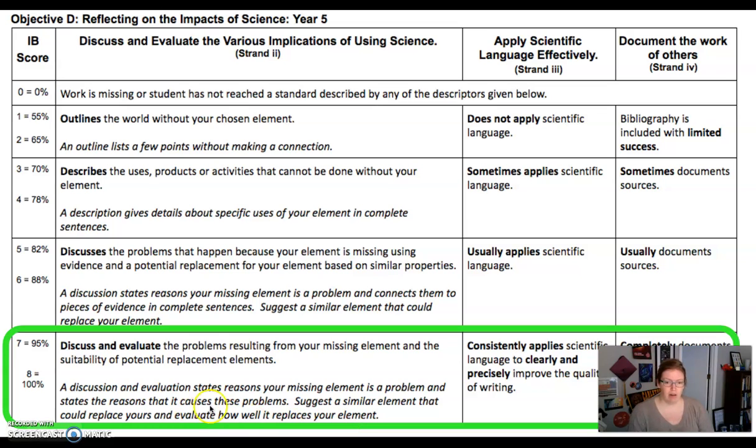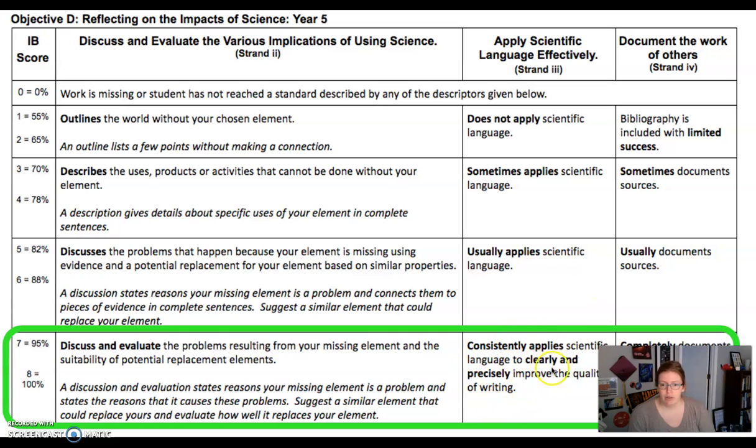And I could talk about how well would that work to have nitrogen be the thing that our lungs use. Could it be possible or not? And so I would suggest this similar element, and would it really work that well? And this is the bulk of your project. These other two columns on the rubric are important as well.